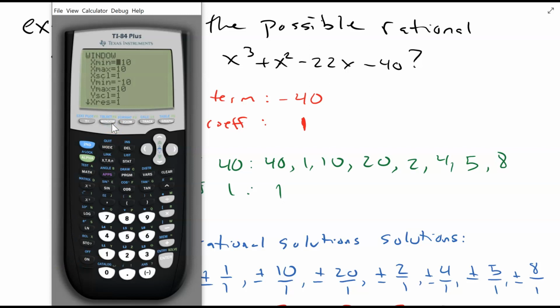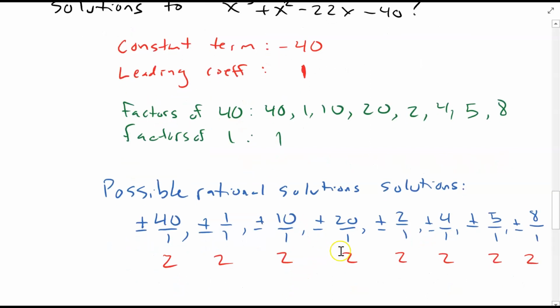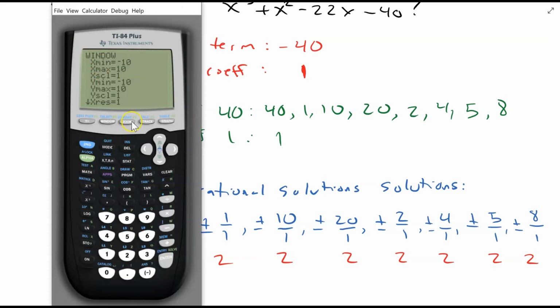So the part of the window that I care about is going to be the x-min and the x-max. What's an appropriate value to pick for an x-min? Well, what's the smallest possible x-intercept I could have here? Negative 40, right? What's the biggest possible x-intercept I could have? Positive 40. So I'm going to pick something maybe a little bit smaller than the smallest and a little bit bigger than the biggest. Okay with that?